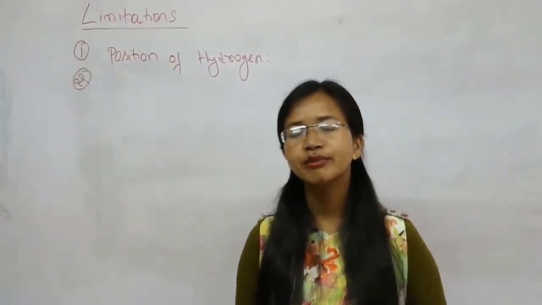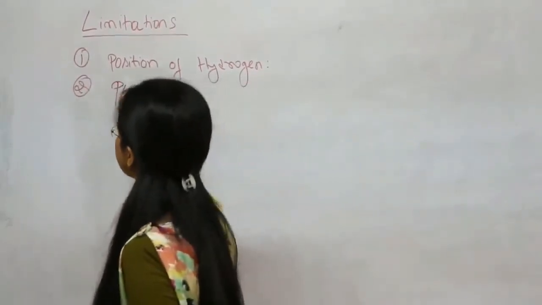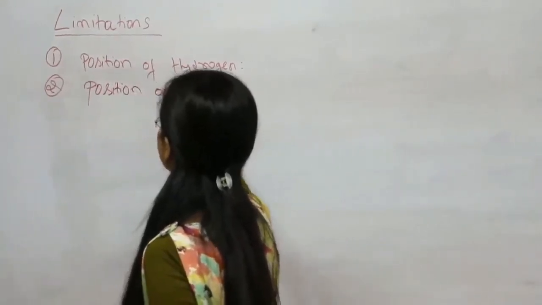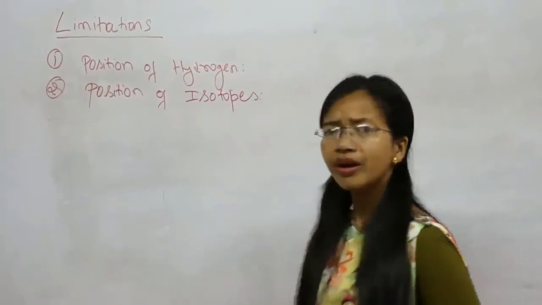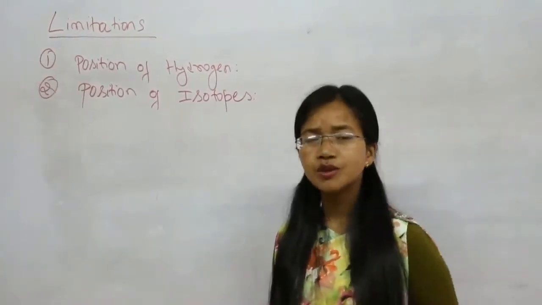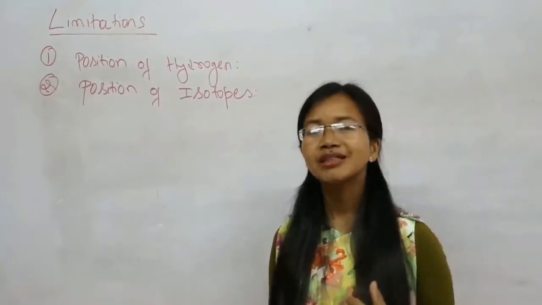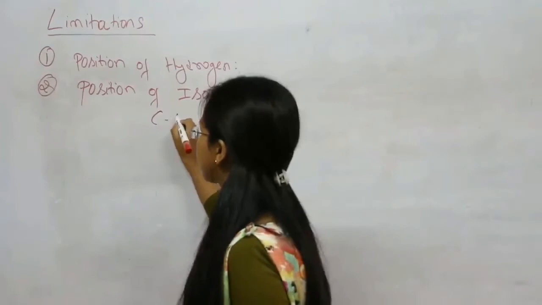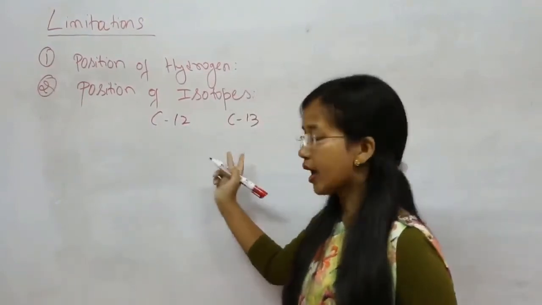So the second limitation is about the position of isotopes. What are isotopes? Isotopes are atoms of the same element, but with different masses. For an example, carbon 12 and carbon 13. These two are isotopes.